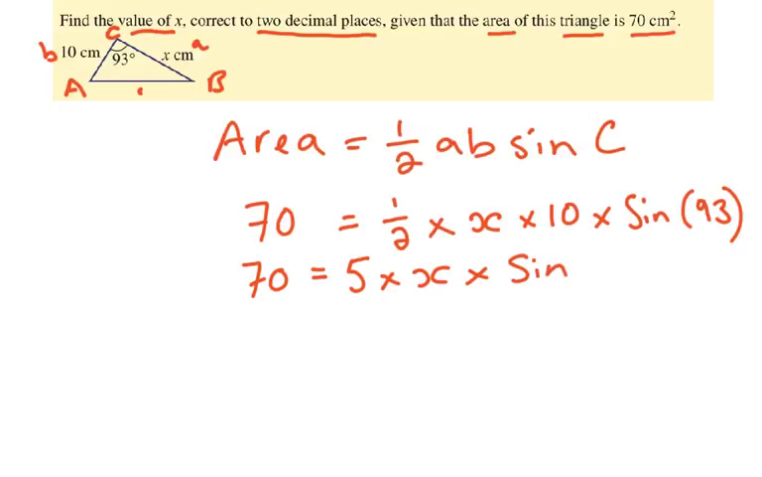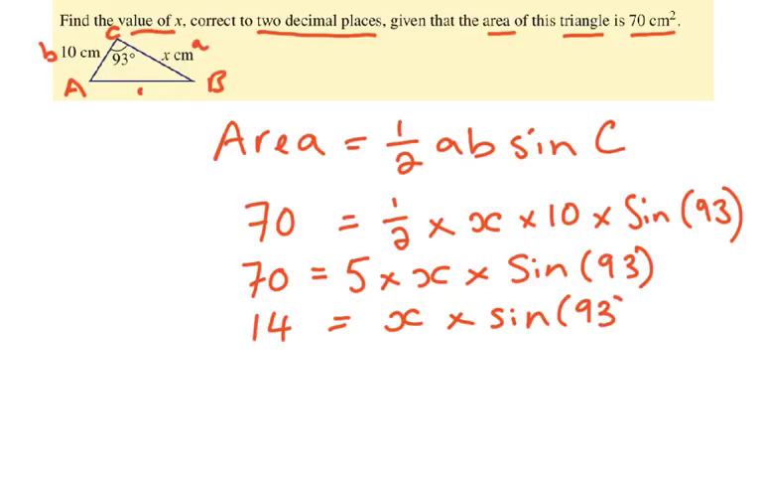Now I have left sine 93 as is because I want to make this as accurate as possible, and I do not want to calculate that yet because I will end up with a decimal answer and potentially rounding it. It does depend on what calculator you're using, and sometimes with the higher level calculators, you can do the calculation and you will still get it quite accurate. Now I need to move the 5 to the other side, so it's going to be 70 divided by 5, which gets me 14, is equal to x times sine 93.